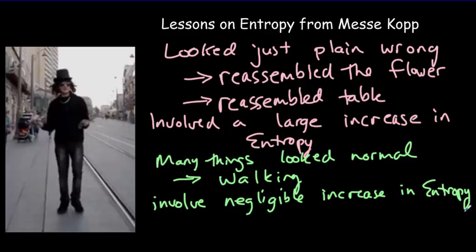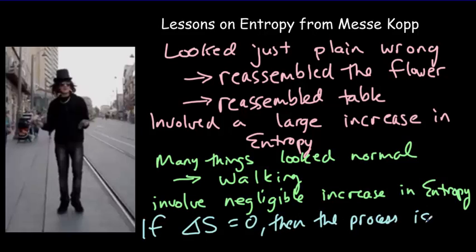And that leads to a theoretical idea, and that is a process where there's no increase in entropy, and we'd say that that process was reversible. If we were to show it on film, it would look perfectly normal with the film going in either direction. If delta S, the increase in entropy, is equal to 0, then the process is what we call reversible. And that idea of a reversible process is very, very important in thermodynamics, and we'll talk more about it later.